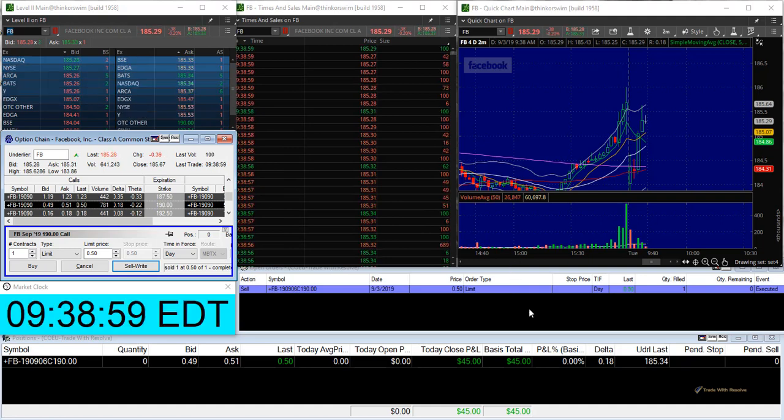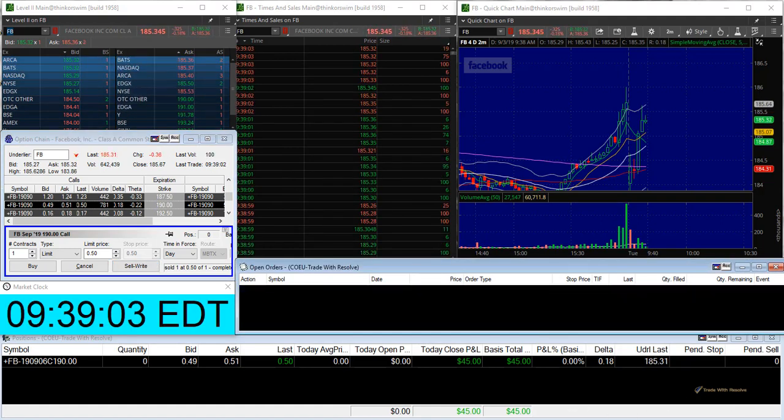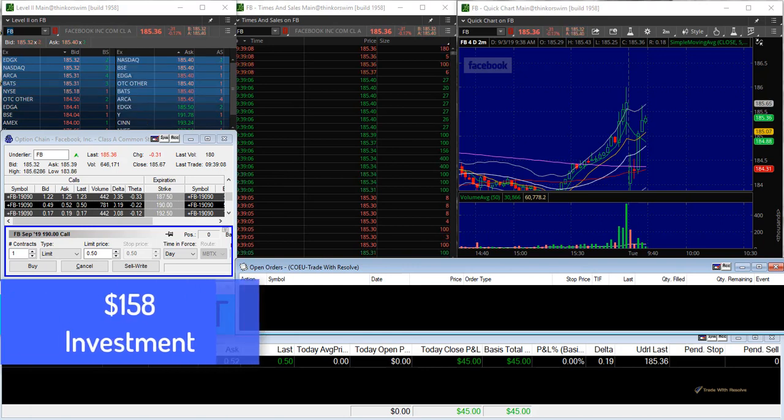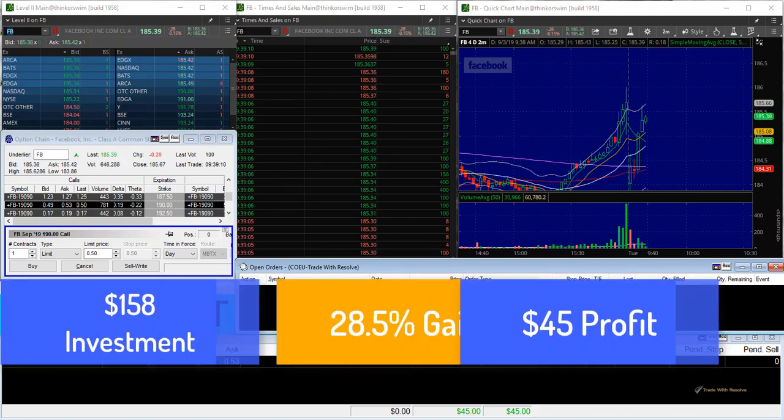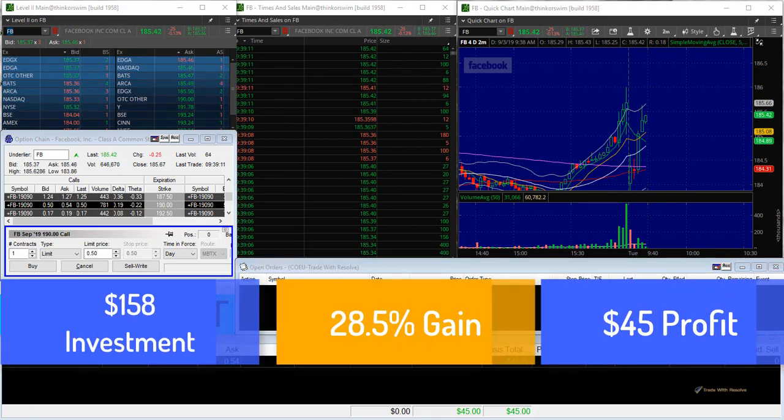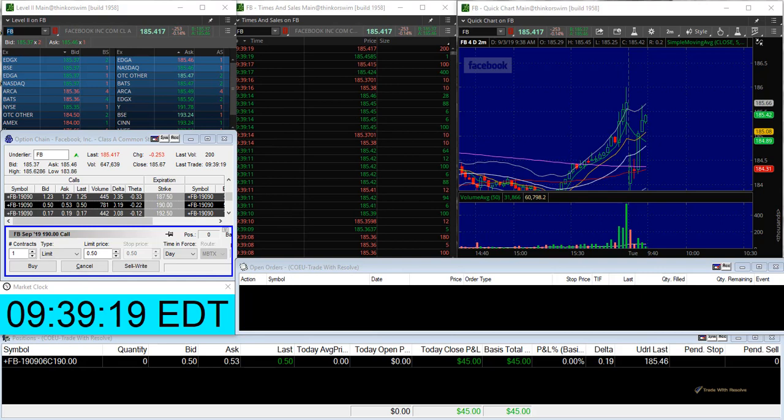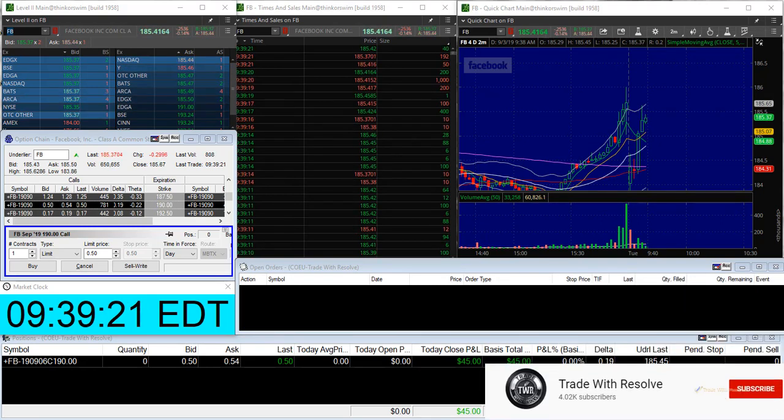So we are about 9 minutes into the trading day, and I am up $45 here in just 9 minutes. And so I only invested $150 into this trade and ended up making $45, which equated to a 28.5% gain.